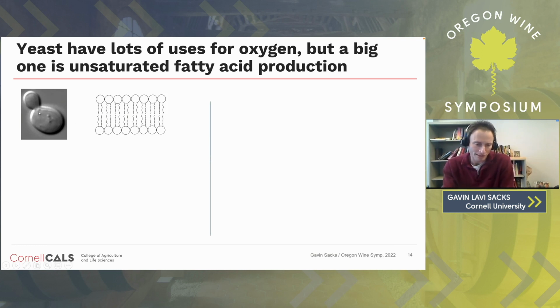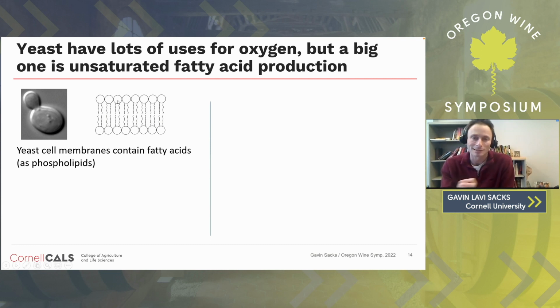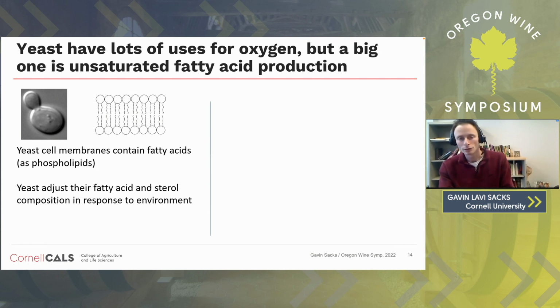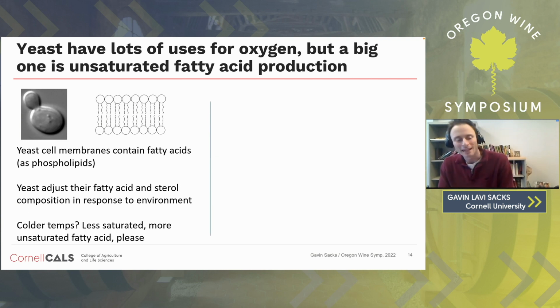Okay, so here's a yeast cell. It's a picture of one. The yeast cell has a wall on the outside, and inside that cell wall is a cell membrane. Just like our cells, our cells have membranes too. Those membranes are composed of phospholipids, and those phospholipids have fatty acids. The yeast are going to try to modify these fatty acids and thus their cell membrane in response to their environment. They have lots of choices for fatty acids.